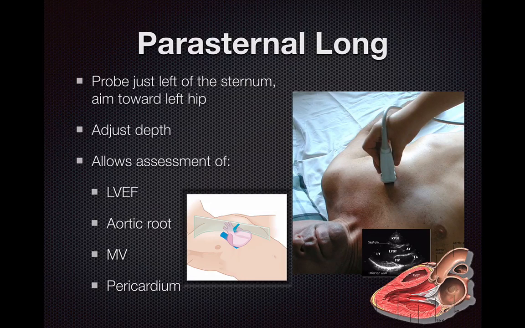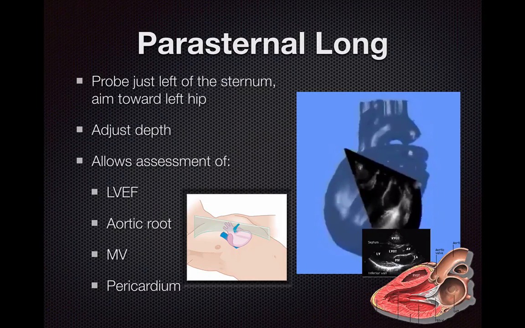For the parasternal long axis, you're going to place the probe just to the left of the patient's sternum and aim the indicator toward the left hip. Then you're going to adjust your depth so that the heart is really right in the middle of your ultrasound screen. And this is going to allow for assessment of left ventricular ejection fraction. You're going to be able to see the aortic root as well as the mitral valve and the pericardium, or any pericardial effusions.